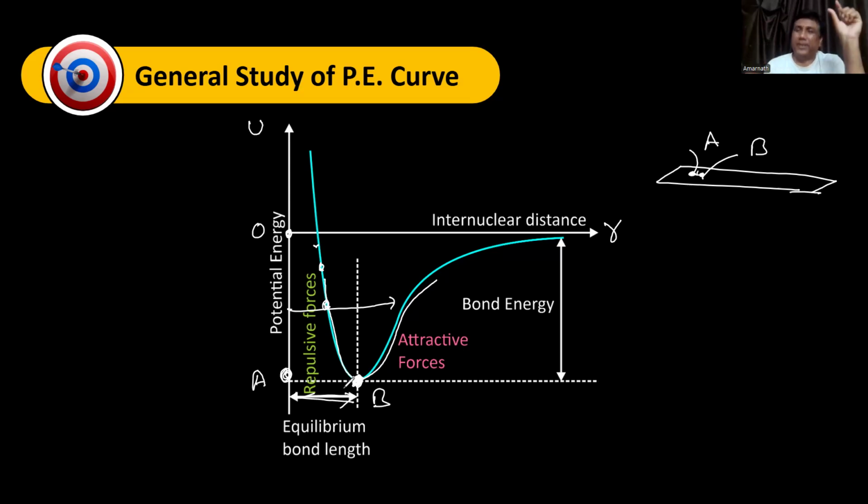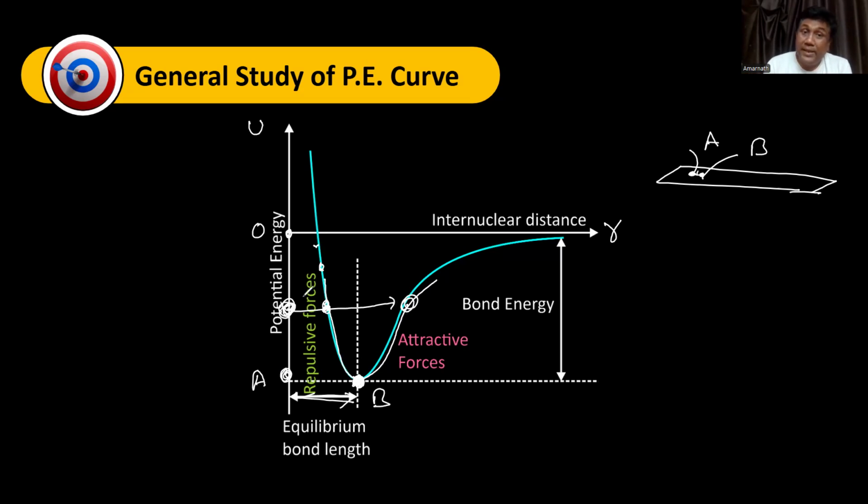When the B particle is in the natural equilibrium, say 1 micrometer apart, their potential energy is minimum. When you push them closer, A is at the same place but B is coming closer, so potential energy increases. Similarly, if B moves away, then also potential energy goes on increasing.